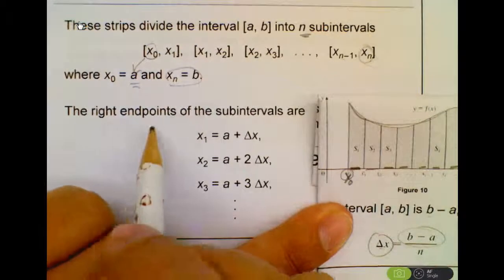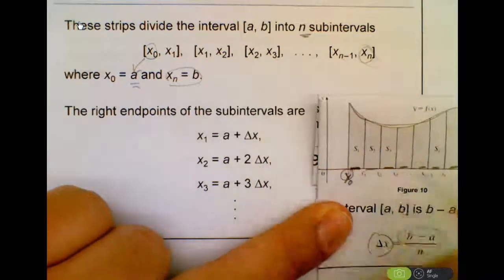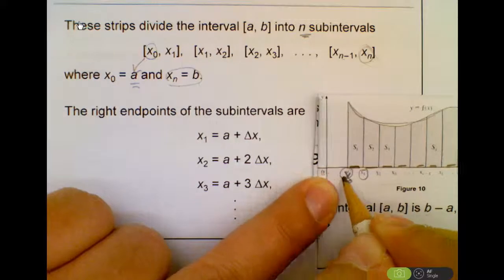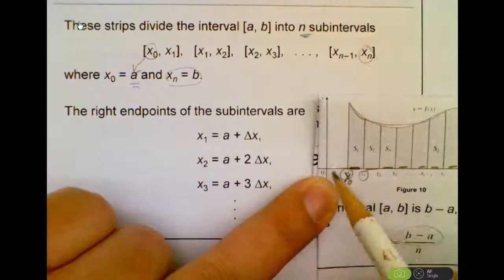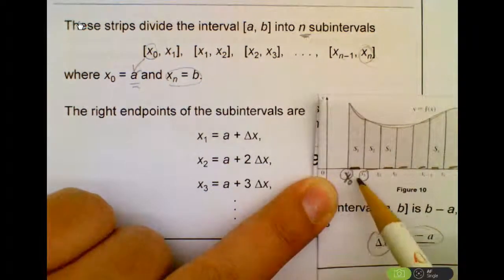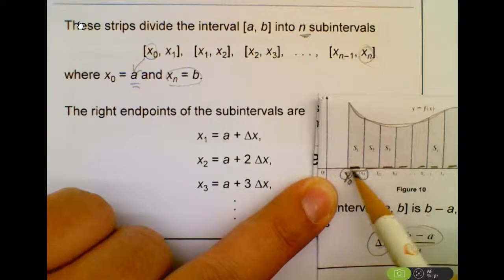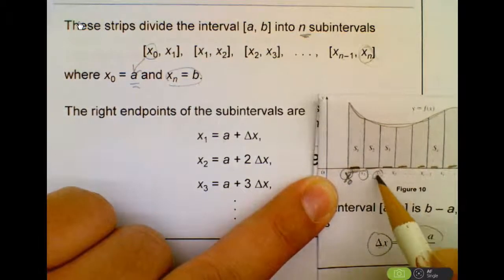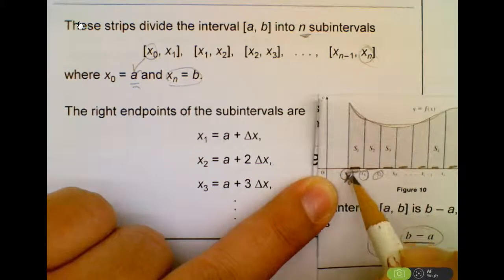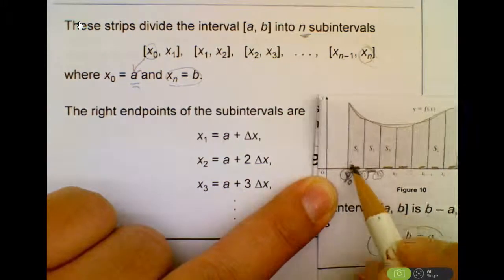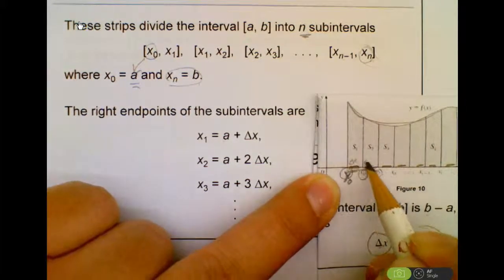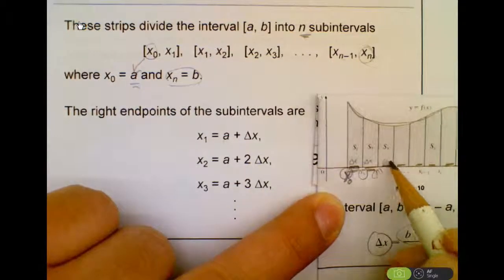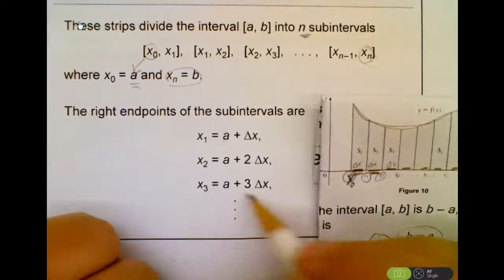So it says the right endpoints of the subintervals are, so you know that x sub 1 is obtained by having x sub 0, the initial value A, and adding 1 delta x. How do you get x sub 2? You get it by having the initial value and adding 2 delta x's. Remember that each of these bases is delta x. How do you get x sub 3? You're adding 3 delta x's. And that's all it's saying in here.